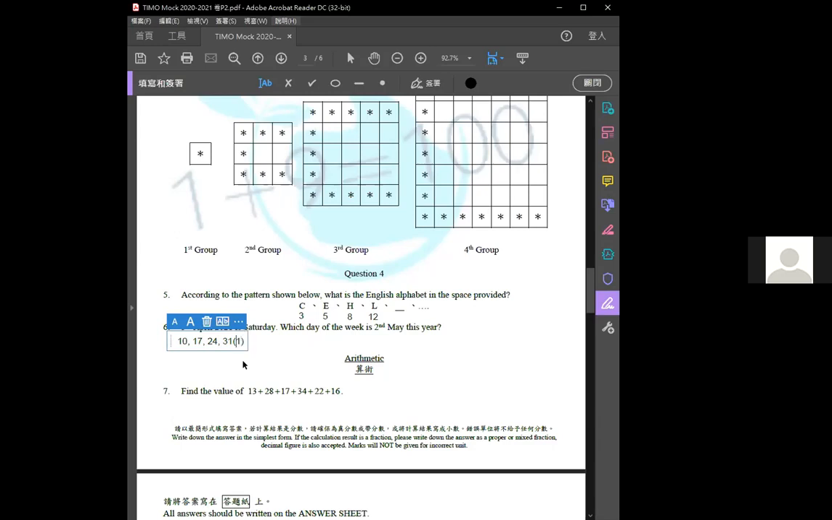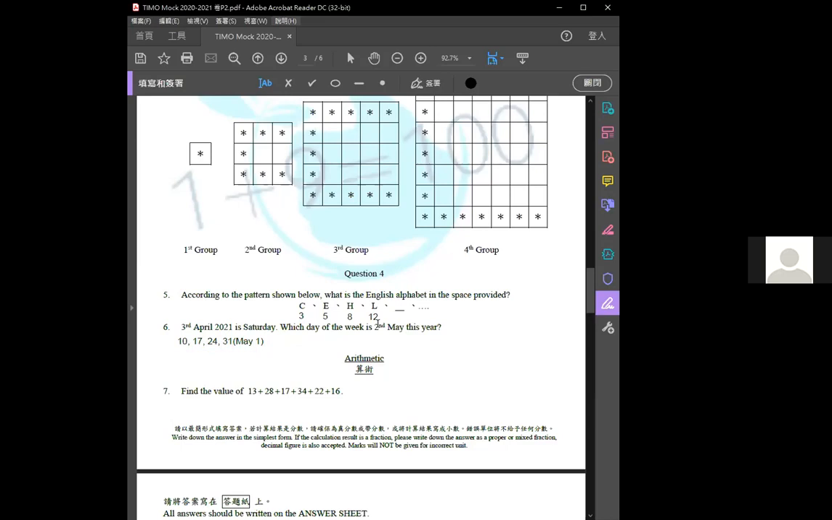That means 31 is like April 31, right? But April has only 30 days. So in other words, 31 is May 1st. So in this case, we know that May 1st is Saturday, and then definitely May 2nd is Sunday.